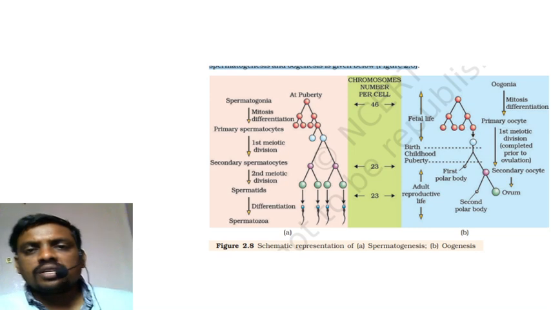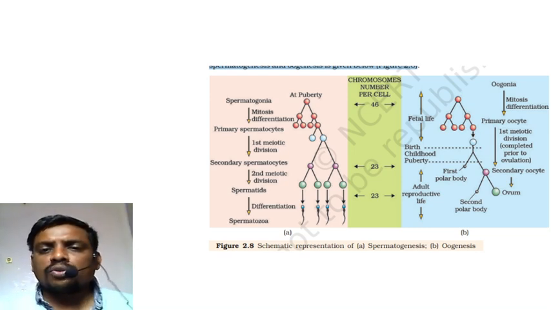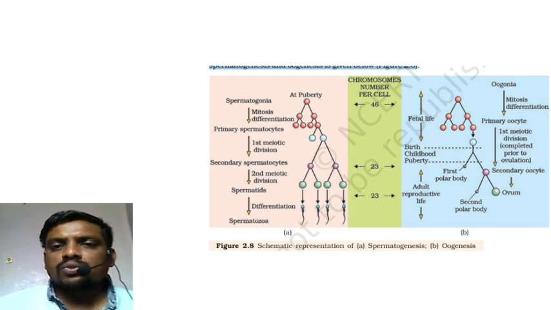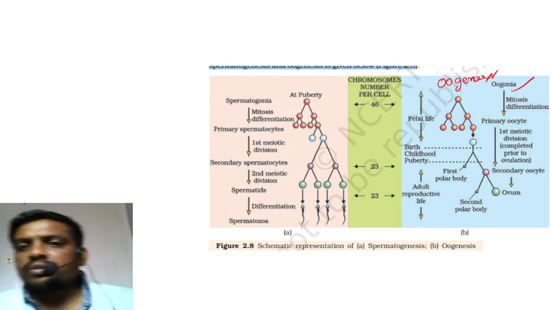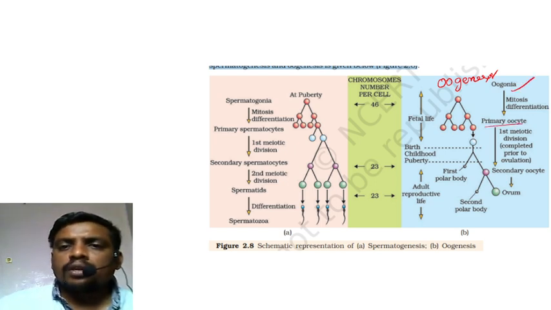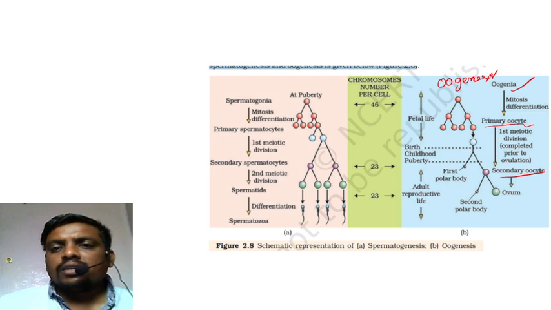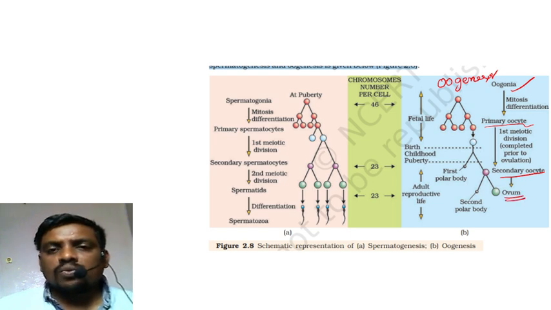After this, you can see the diagrammatic representation of oogenesis. Oogonia undergo mitotic differentiation and produce the primary oocyte. The first meiotic cell division in the primary oocyte produces the secondary oocyte, which later on produces the ovum.